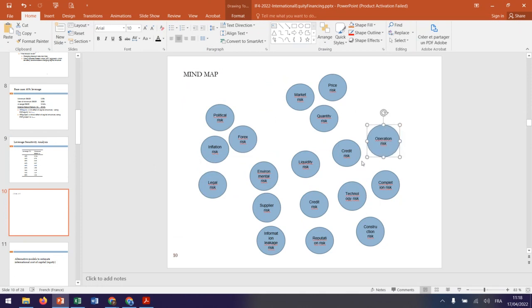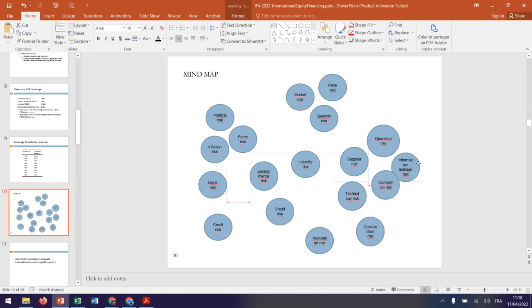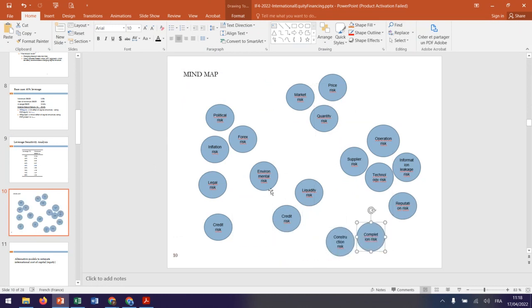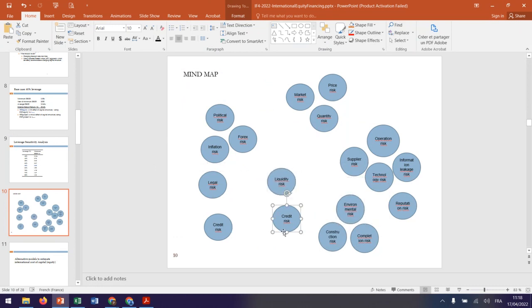This one is more operational, where you have supplier problem, you have some information leakages, you may have some technological risk that may affect over time. You can have some more financial risk, to be somewhere here: credit risk, competition risk, the construction risk, completion, environmental that may affect construction. And then the liquidity credit risk I made two times, so you may have some related to financial risk, which can probably be close to this kind of thing.